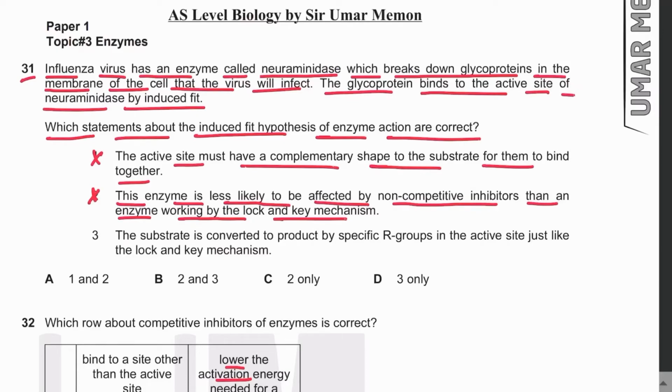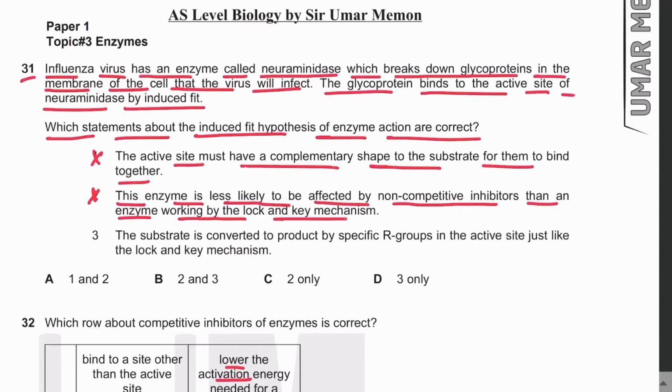I'm repeating this again, that the enzyme following the lock and key hypothesis is rigid, and if the non-competitive inhibitor binds, that enzyme will not change shape. So the shape of the active site will be less likely to be altered. Right? So the enzyme following the lock and key mechanism is less likely to be affected, and the induced fit enzyme will be more likely to be affected because the induced fit hypothesis says that the enzymes are flexible, and when the non-competitive inhibitor binds, the shape of the active site will change and the shape of the enzyme will change. So this statement is false, right?